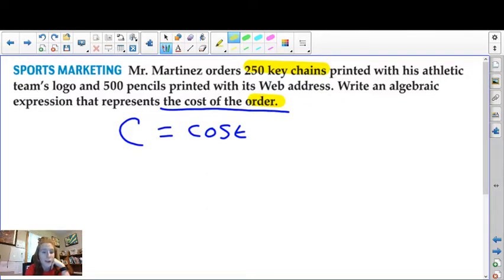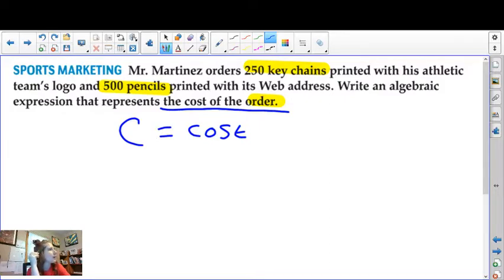Let's keep going. And 500 pencils printed with its web address. Maybe the 500 pencils might help. The web address doesn't matter. And then I'm back to the directions of what I'm supposed to do. So I have keychains and pencils. I don't have keychains in front of me, but I do have a pencil. This one pencil would cost a specific amount. So if I made 500 of them, wouldn't I simply take the price of 1 times 500? And wouldn't that then be the cost of the pencils?